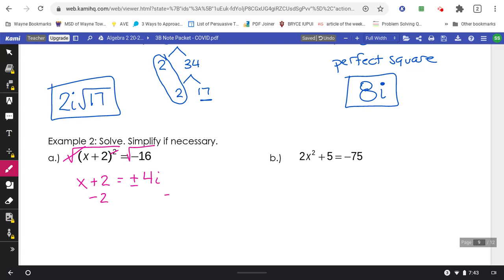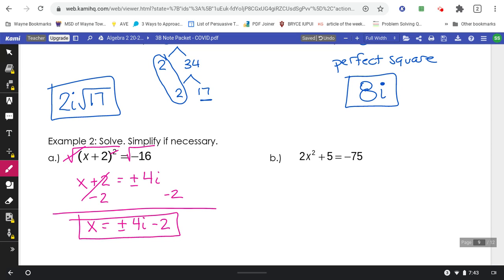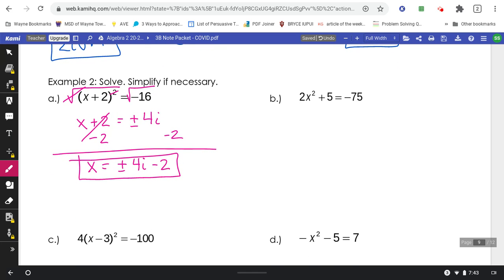Then you're going to subtract 2 from both sides, getting you x equals plus and minus 4i minus 2. That's actually 2 answers. You can write them separately if you choose. It would be a positive 4i minus 2 and then the negative 4i minus 2. So you could also split that up to be written as 2 separate answers.